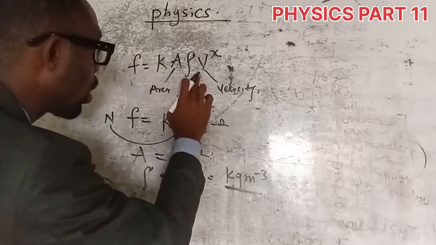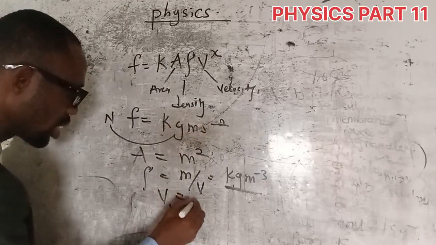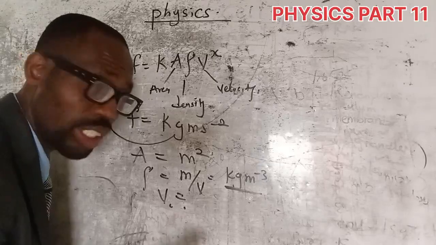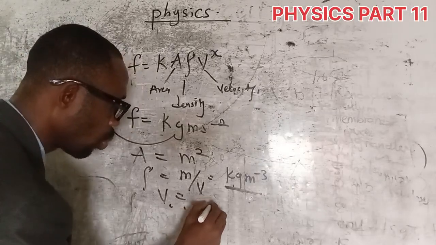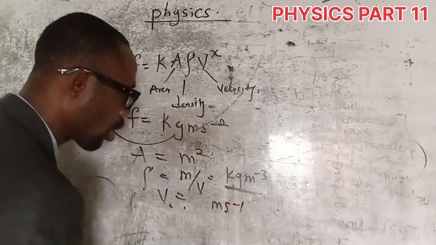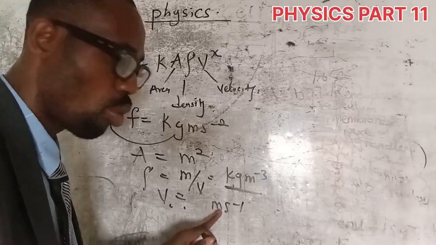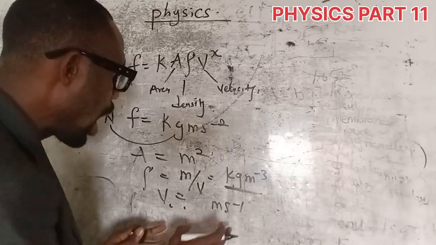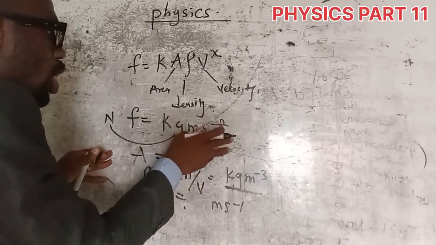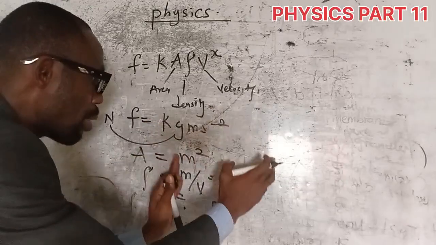The next one is velocity. What's velocity? Displacement over time. Is that not so? Which will be meter per second. This is the displacement over time. Now, having written all these things, you will now derive the dimension of all these things you've written.